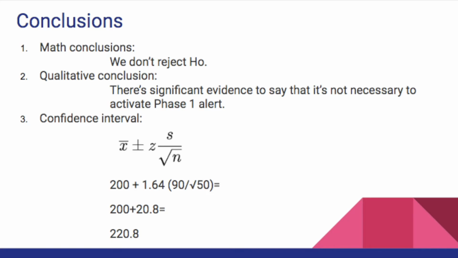For the problem conclusions, the math conclusion would be we don't reject the null hypothesis. For qualitative conclusion, there's significant evidence to say that it's not necessary to activate phase 1 alert. And for the confidence interval, the answer is 220.8.